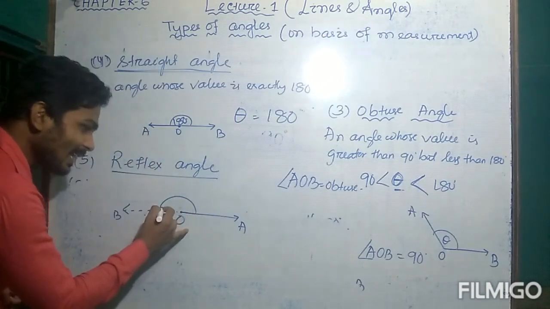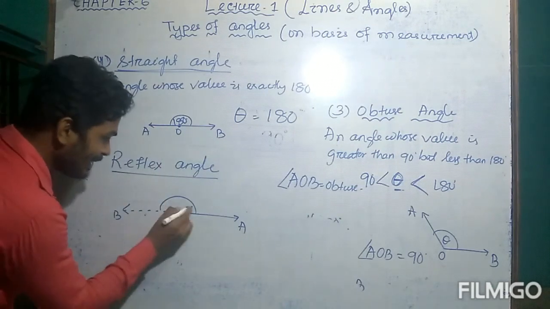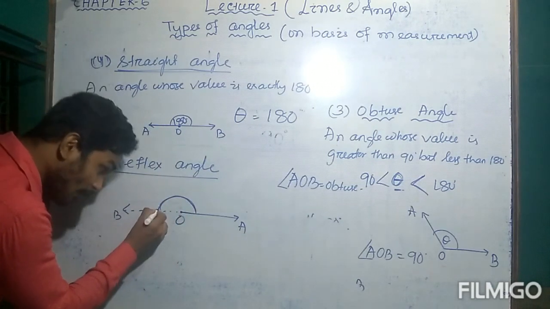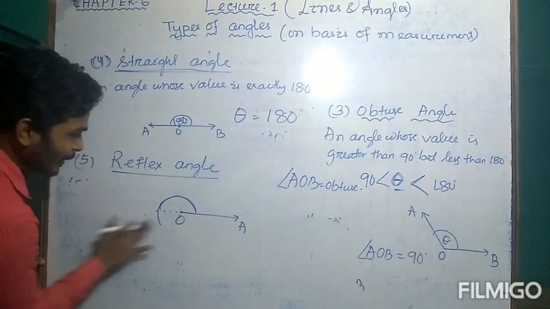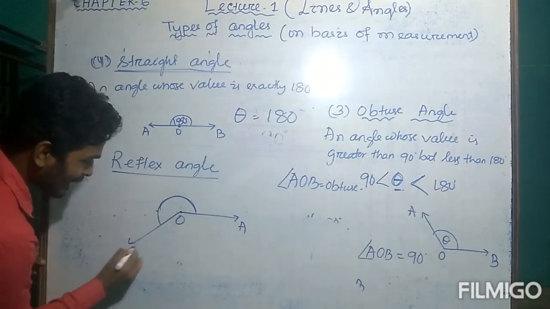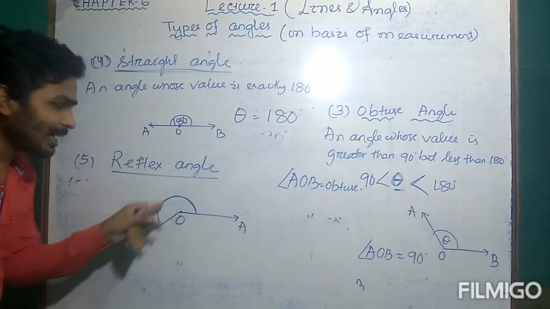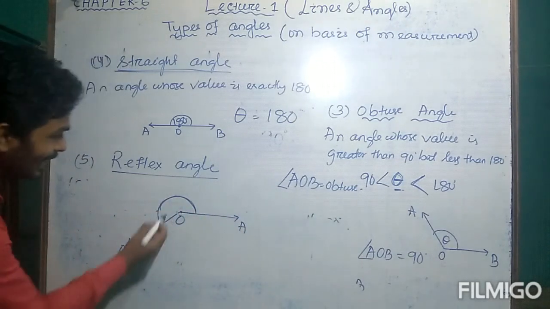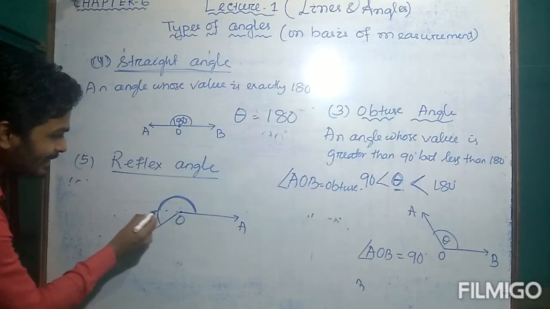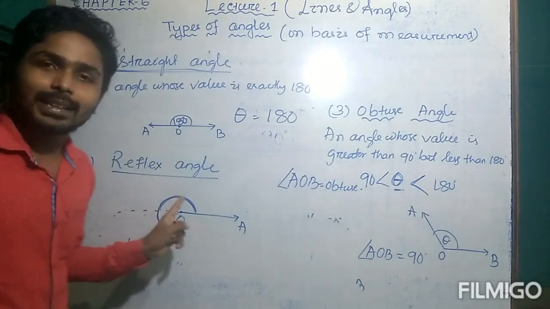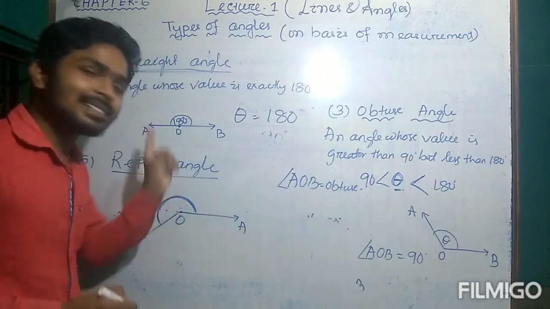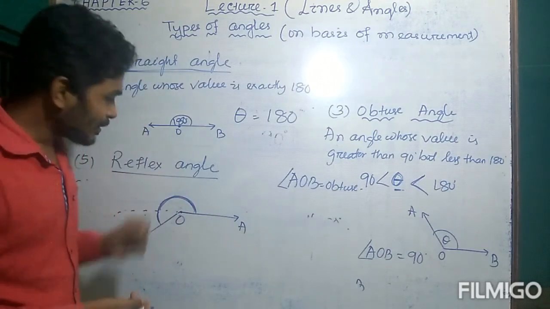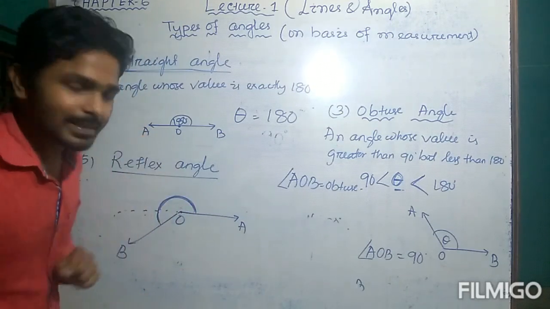But if this angle is greater than 180 degrees, it means suppose this is 180 degrees. Now we extend it like this, and an angle is formed in between the two rays OA and OB. Now you can see this angle is greater than 180 degrees, but it is less than 360 degrees. So this type of angle is known as reflex angle.